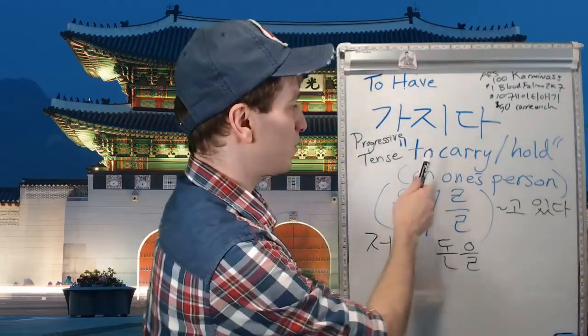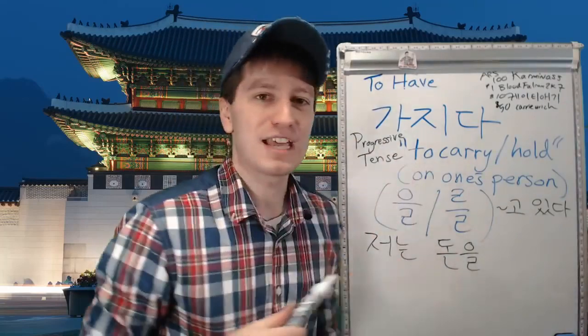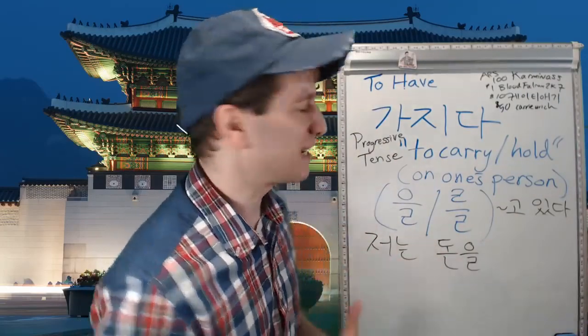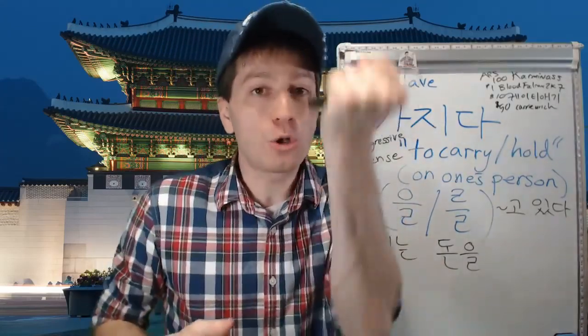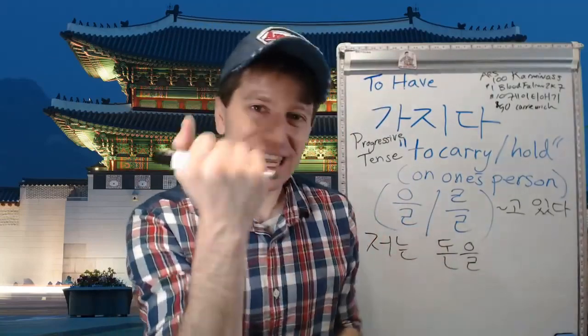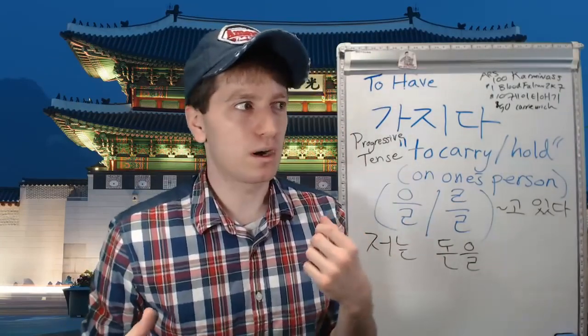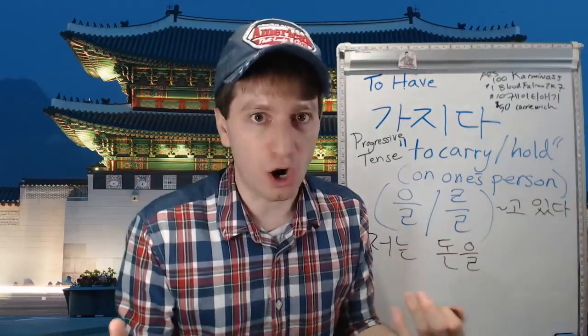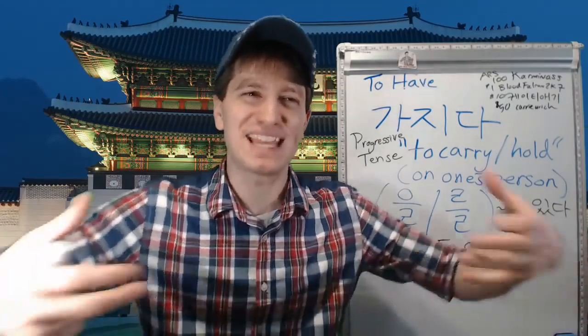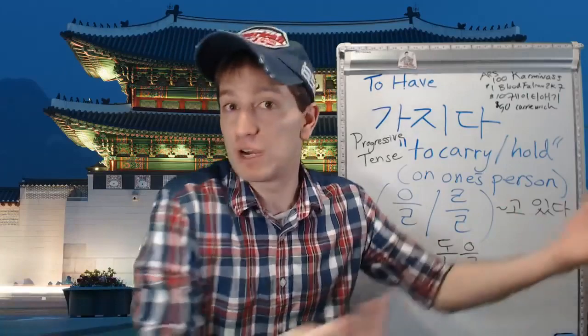So literally what you would be saying is, since the progressive tense is kind of like an ing ending, you would literally use this verb to say, I am holding, I am carrying this money, or this pen, or this book. It doesn't necessarily have to be in your arms or in your pocket. It's just something that's really close to you that you could bring around on your person.